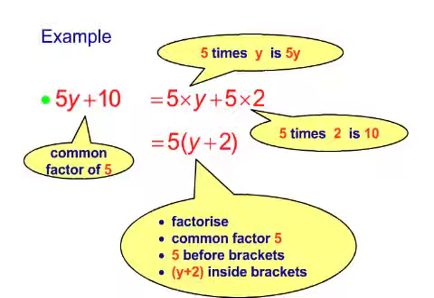So note the four steps. We factorise. The common factor is 5. We place the 5 before the brackets, and what goes after that 5 will be the other factor, y + 2, which is inside the brackets.